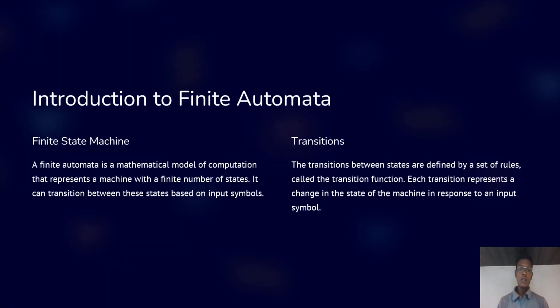Let's start. Introduction to finite automata. A finite state machine, a finite automaton is a mathematical model of computation that represents a machine with a finite number of states. It can also transition between states based on input symbols. Next is transition. State transitions between the states are defined by a set of rules called the transition function. Each transition represents a change in the state of the machine in response to an input symbol. This is the introduction to finite automata.